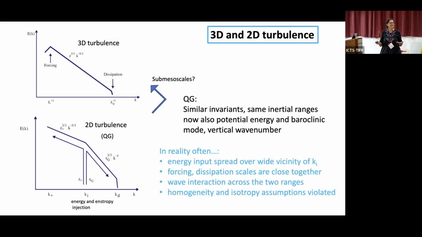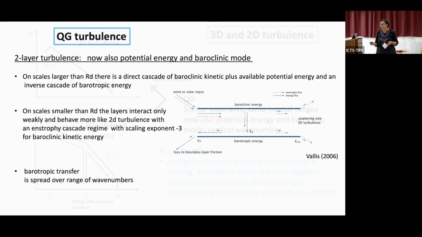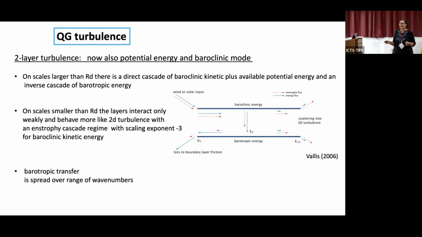In reality, of course, we know that often this energy input is spread over a large vicinity of k_i, so you don't get a really inertial range. And forcing and dissipation scales, especially in the ocean, are very close together. And then you can also have wave interaction across the ranges. And then homogeneity and isotropy assumptions are also often violated. So insight has also come from 2 layers. Insights about the QG turbulence have come about with looking at just 2 layers. And this is textbook, basically.